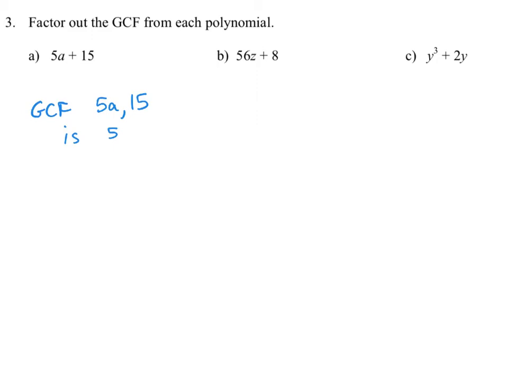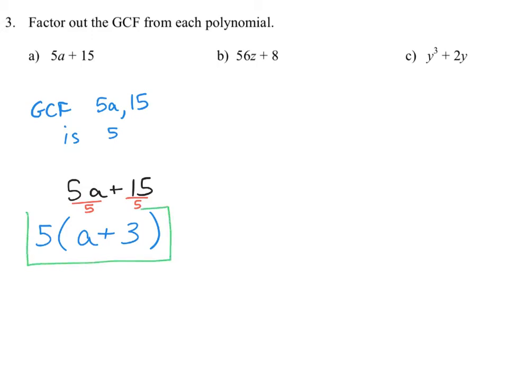So we take our original polynomial 5a plus 15 and we're going to write it as a product of that greatest common factor 5 and what we get if we divide out each of those terms by 5. If we take 5a and divide it by 5, we get a. If we take 15 and divide it by 5, we get 3. So when we factor out the greatest common factor of 5, the result is a plus 3. Our answer written in factored form is 5 times the quantity a plus 3.